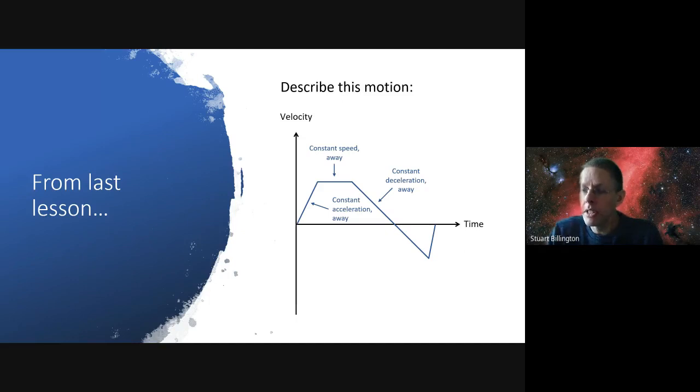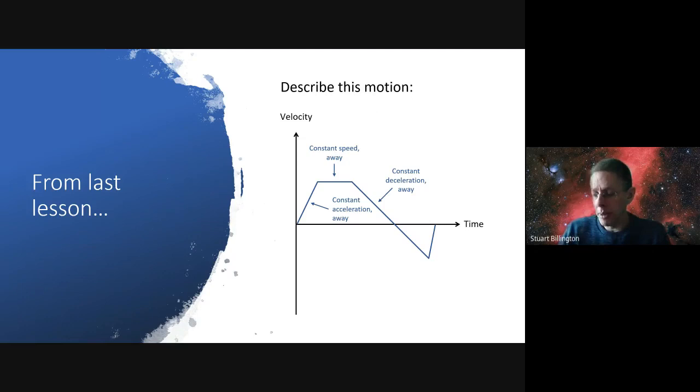Here, the velocity is reducing back down to 0, so that's a deceleration. But the velocity is still positive, so it's still traveling away from us. And it's still a straight line, meaning that it's changing by the same amount each second, and therefore it's a constant deceleration.